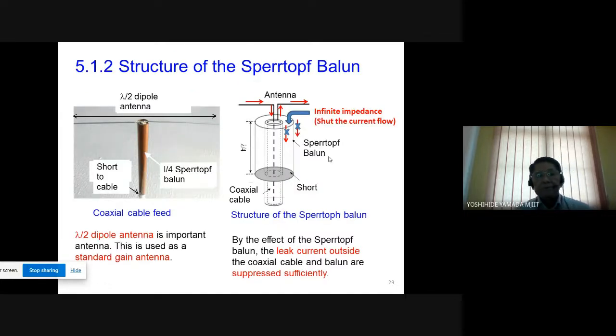So this shows the design of a balun. This structure is called a Schwertop.